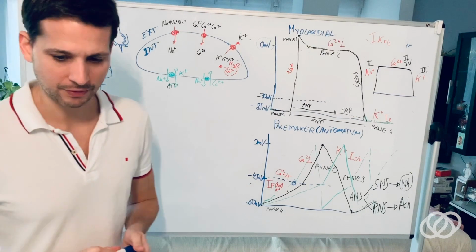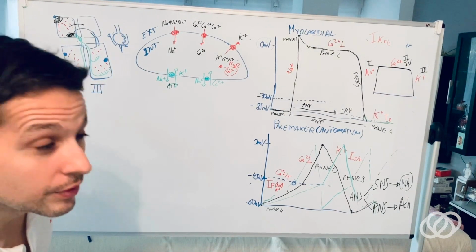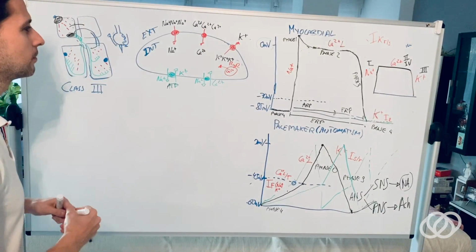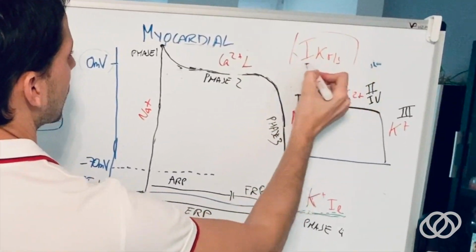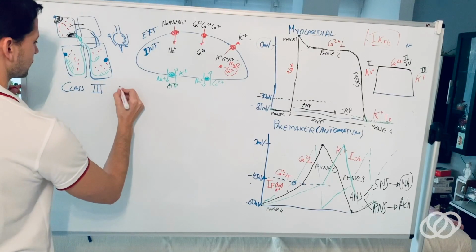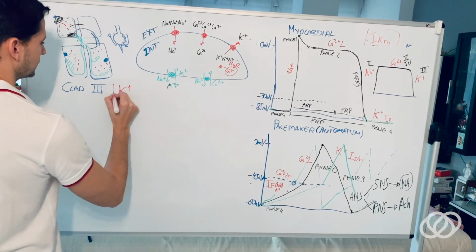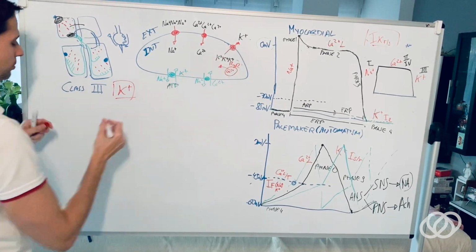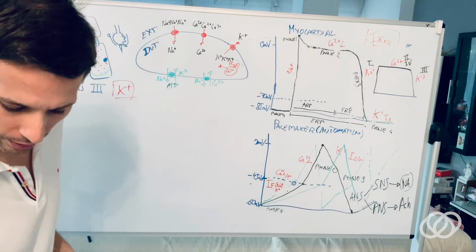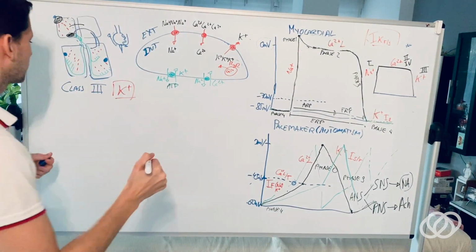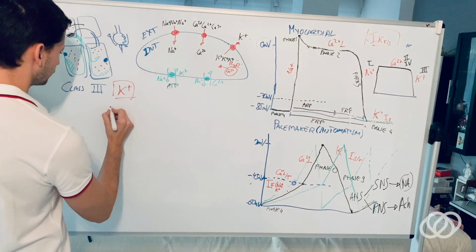What all of them have in common in class 3 is that they block the potassium channels. Okay, here we have several drugs that we are going to go one by one. The first of all will be sotalol.